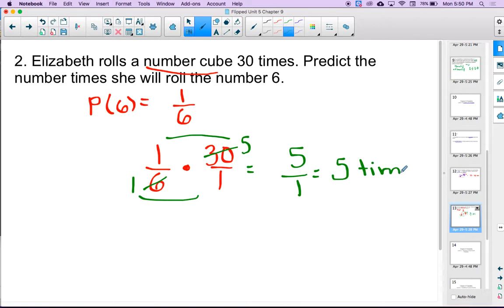So making predictions with probability is very, very easy. Just take your probability and multiply it by the number of times you are doing the experiment. Go ahead and finish up the rest of the questions in this section.